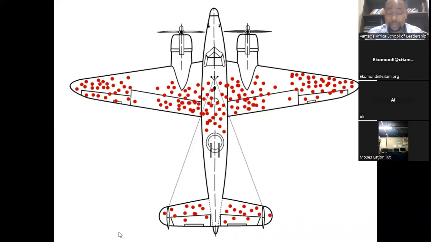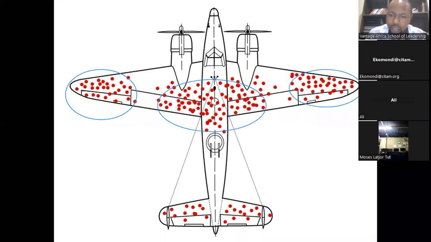And therefore, what they did is that they decided they want to reinforce these areas, because these are the areas that were coming back with a lot of bullets. They wanted to reinforce these areas using the data that they have. Because after all, those are the areas that were most likely to be hit by bullets. So they wanted to put more something just to reinforce.